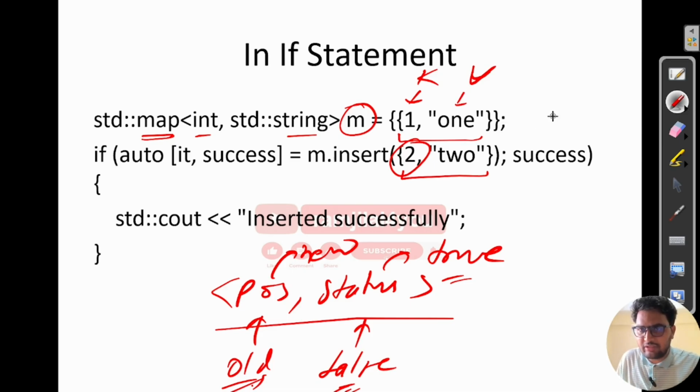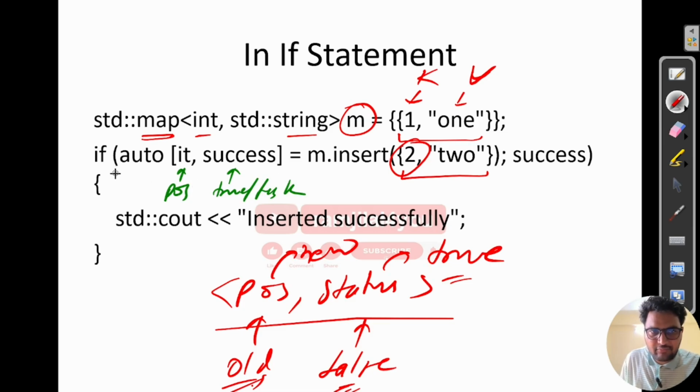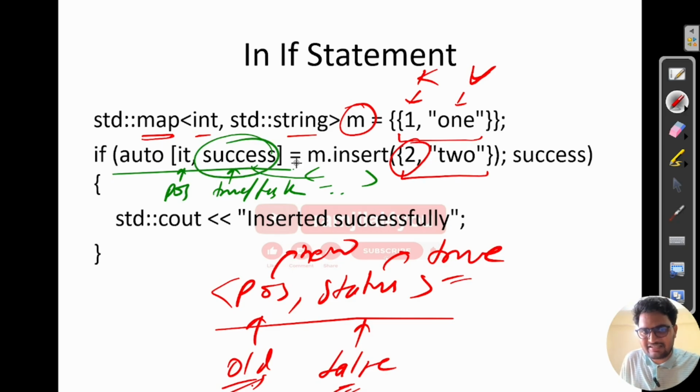Now what we are doing here, we are having the position, either old or new, and in success we are having true or false, right? Because here that pair will be unpacked to IT and success. And the newly created success variable, the unpacked variable, is what we are using in the condition here in the if. I hope it is clear.